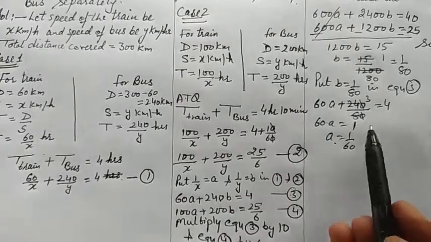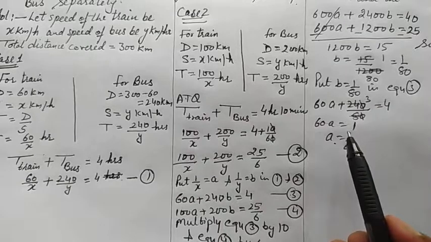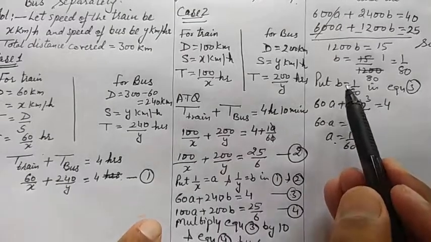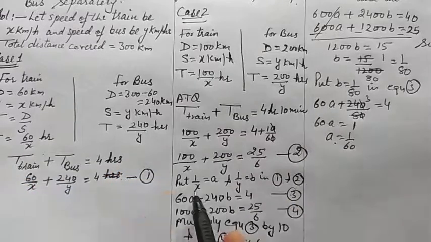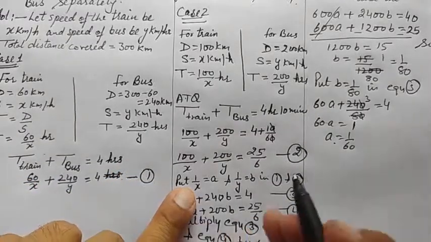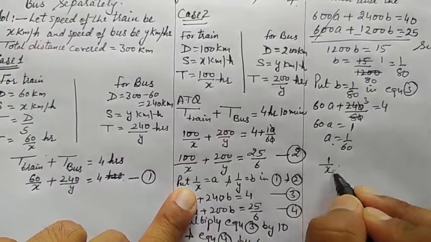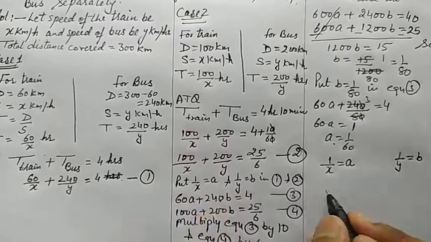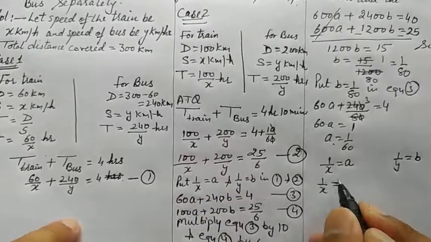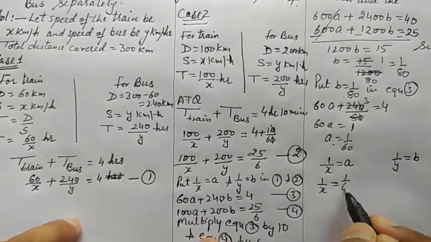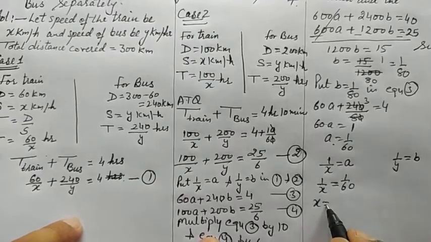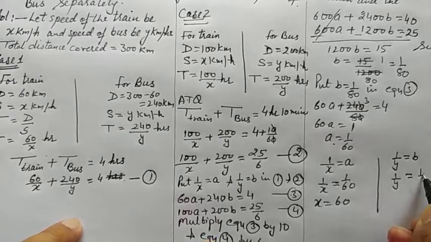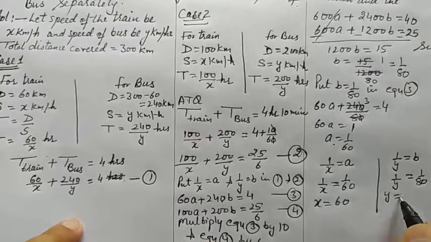So we need to find out the values of x and y from here. So we will fill these two values of a and b. So we have assumed 1 by x as a and 1 by y as b. So if 1 by x is a, what is a here? 1 by 60. So if I cross multiply, then x is 60. And 1 by y is b, b is 1 by 80. If I cross multiply, y is 80.